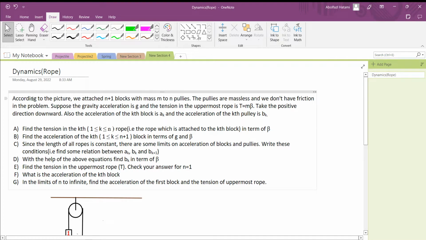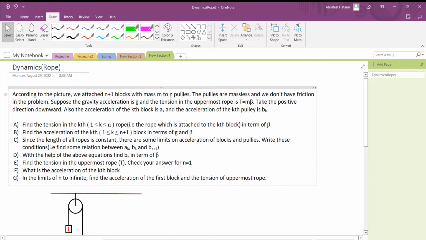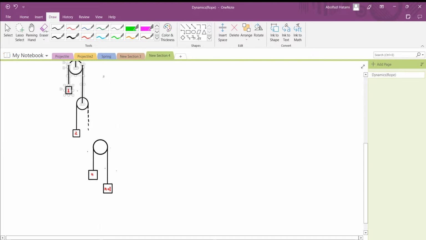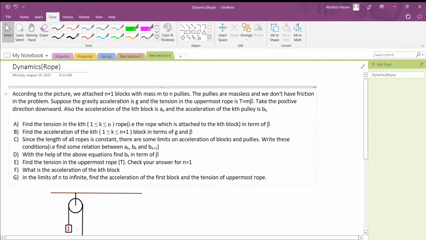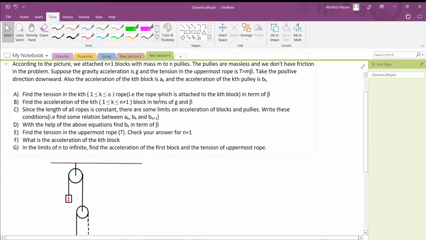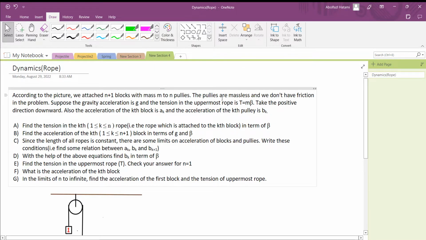According to the picture, we attached n plus 1 blocks with mass m to n pulleys. Here is block 1, the first block, here is the second block, the nth block, and the n plus 1th block. We have n plus 1 blocks with equal masses m attached to n pulleys. The pulleys are massless and we don't have friction, and the ropes are massless too. I forgot to write that in the problem.